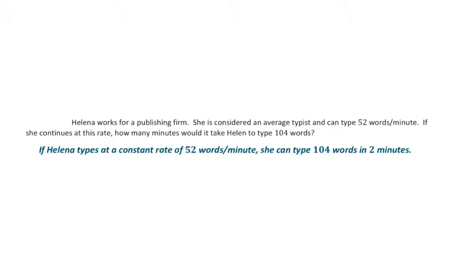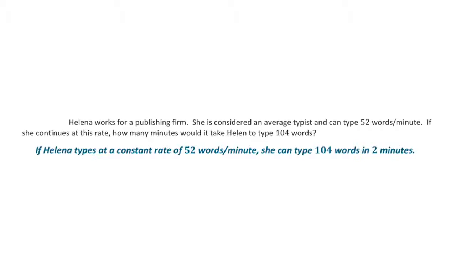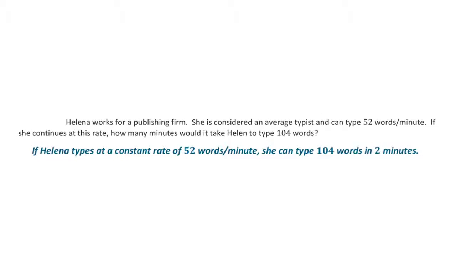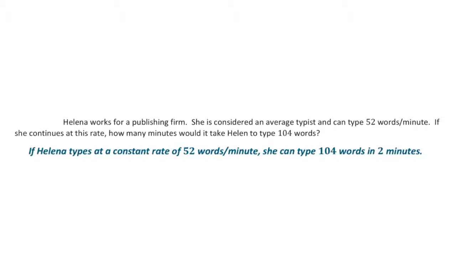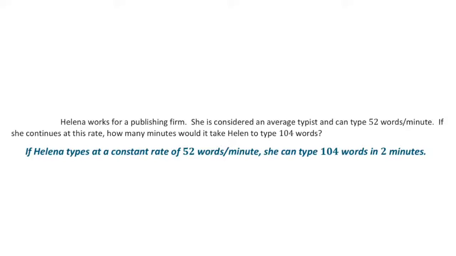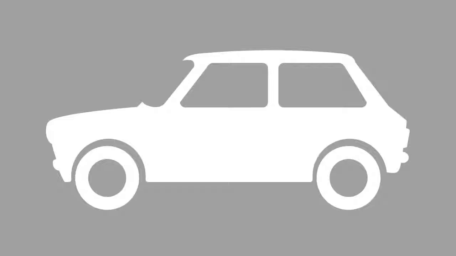This can be solved by answering the question, how do we go from 52 words to 104 words? Simply put, if we double 52 words, we'll get 104. And so we need to double our minutes as well. 1 minute doubled is 2. And so if Helena types at this consistent rate of 52 words a minute, then she can type 104 words in 2 minutes.